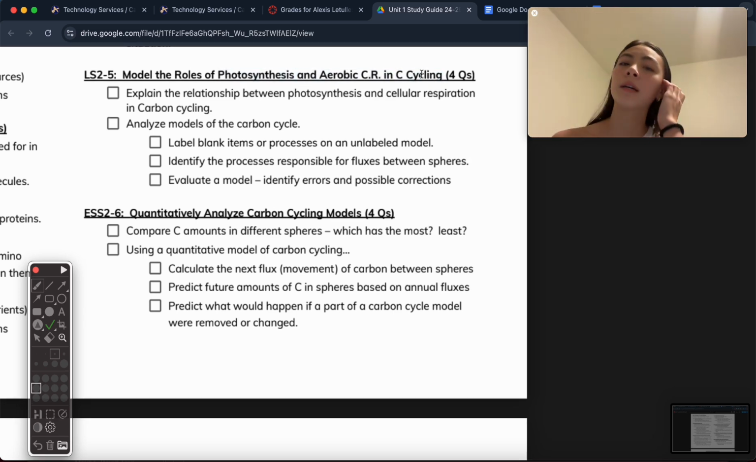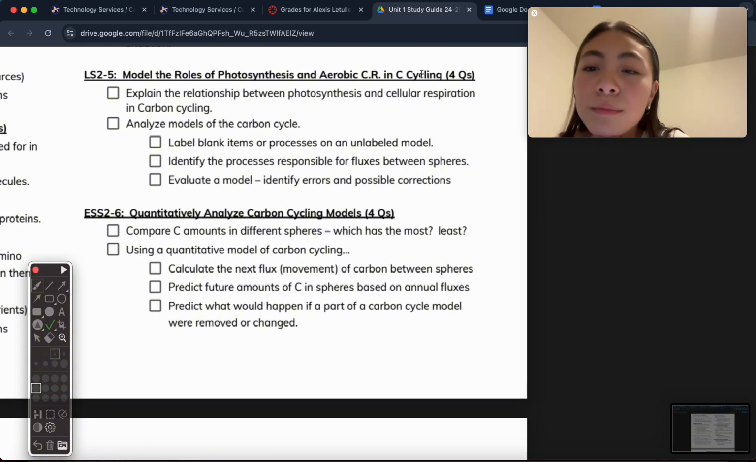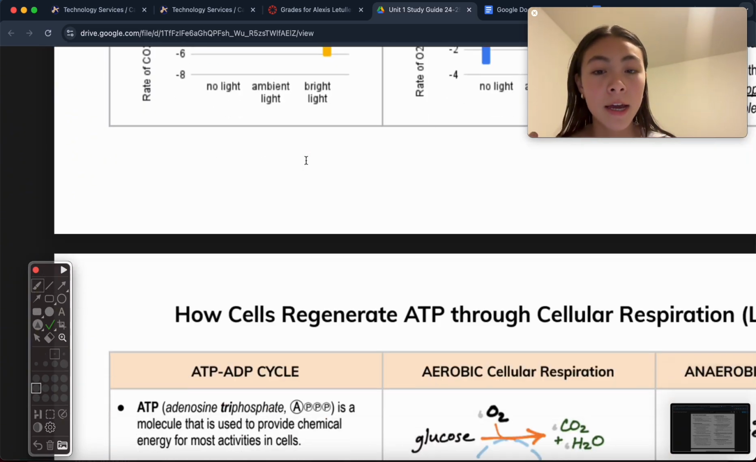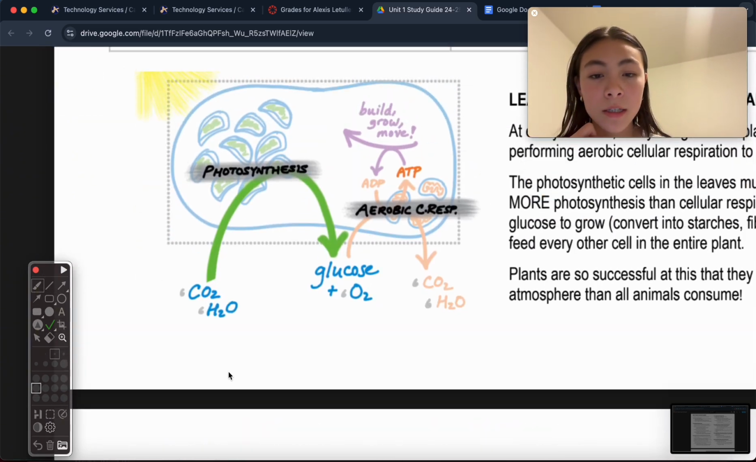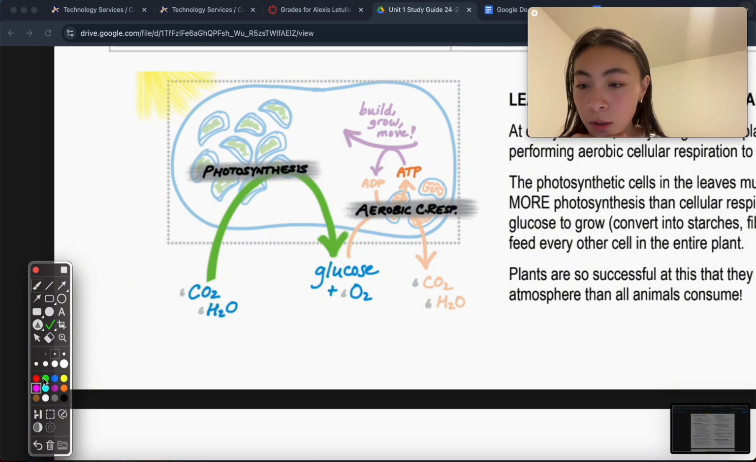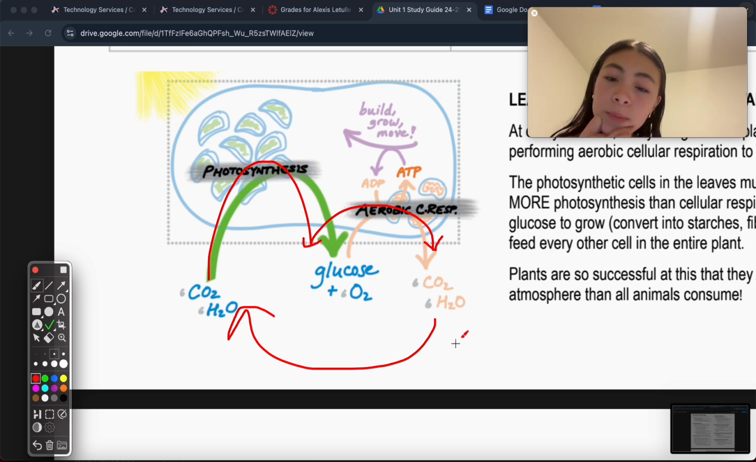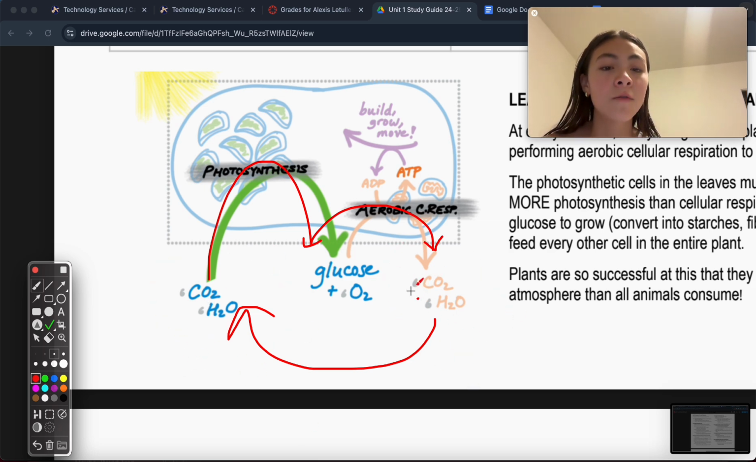And so, okay, carbon cycling. Okay, explain the relationship between the... So we kind of already did this. The reactants to photosynthesis create the reactants to cellular respiration, which create the reactants to photosynthesis. Again, going back to this diagram right here, it's like this little loop. I would not be surprised if it literally does this and uses these reactants for photosynthesis.